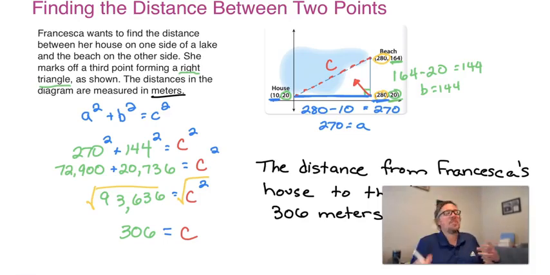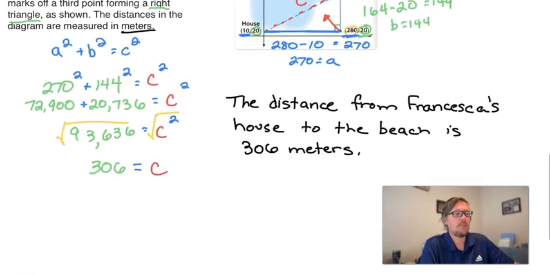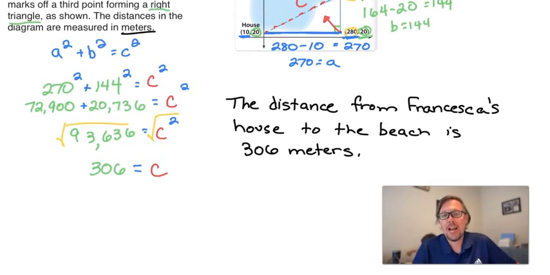Okay, so to solve this problem, we had to use the coordinates to figure out how far apart each of these distances were. That gave us the sides of the right triangle. Then we used those sides with the Pythagorean theorem with some really huge numbers, so we had to use the calculator for most of this. But miraculously, our answer turned out to be a whole number, and then we wanted to not just leave it as 306, but write that whole number in context so that we answered the problem: the distance from her house to the beach is 306 meters.